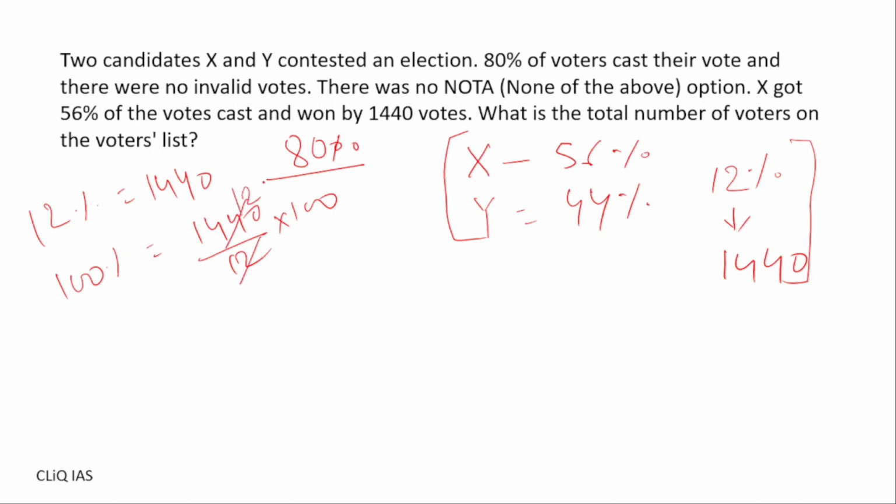12 into 100 equals 12,000. Okay, so this 100% is what? Those who have voted, they are 12,000. But this is actually 80% of the population.